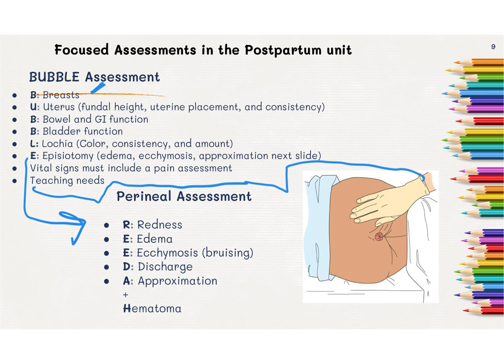So let's talk about the episiotomy, or it can even be for laceration too. Anytime you're looking at the perineum, if there's any kind of interruption in skin integrity there. All right, so then for your perineal assessment, it's REEDA, REEDA, and then watching for a hematoma. We're going to go through those, okay?